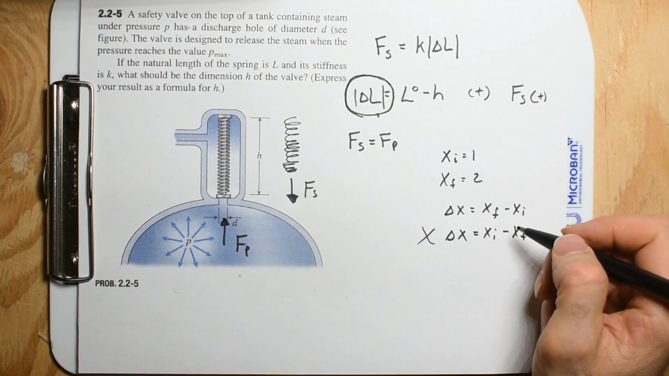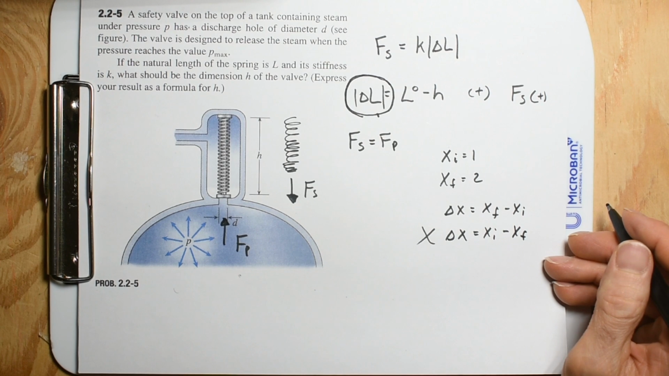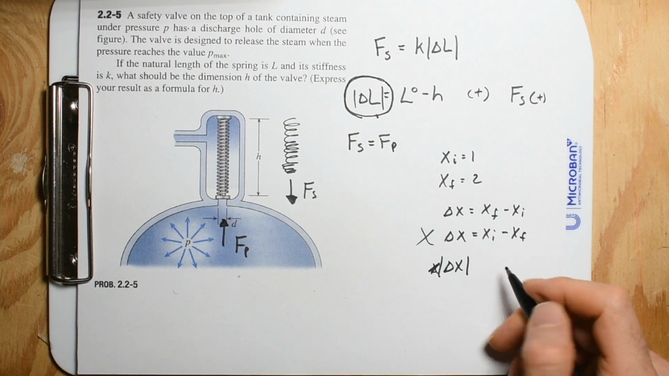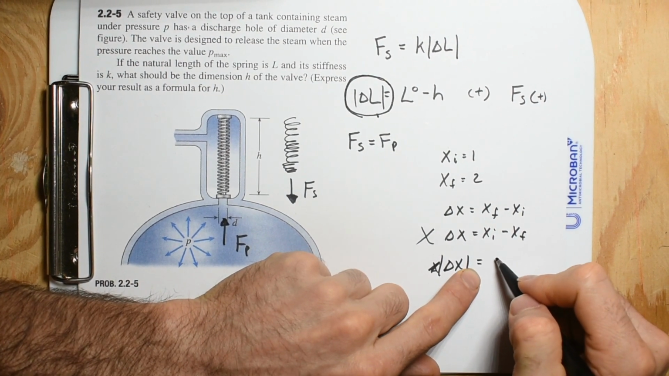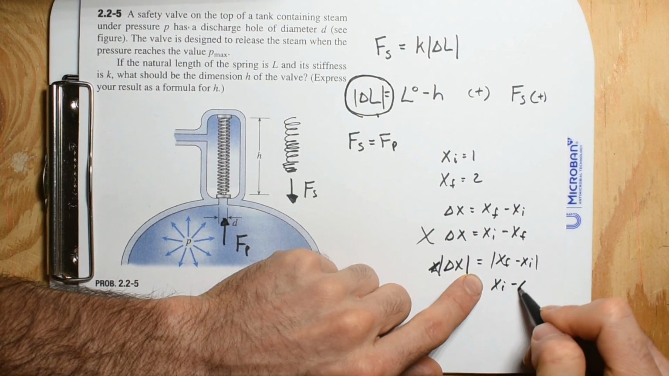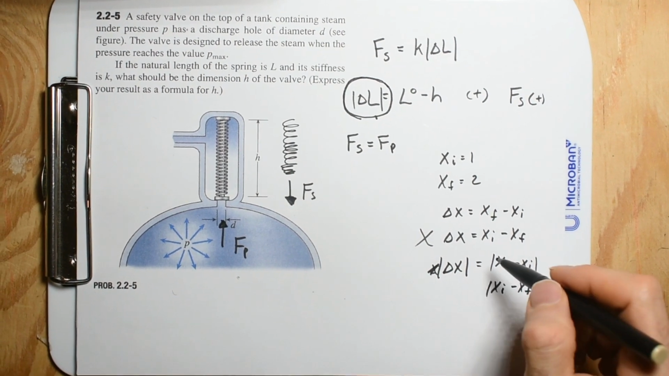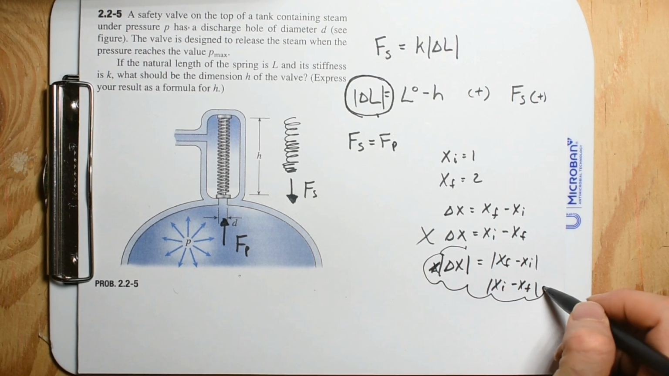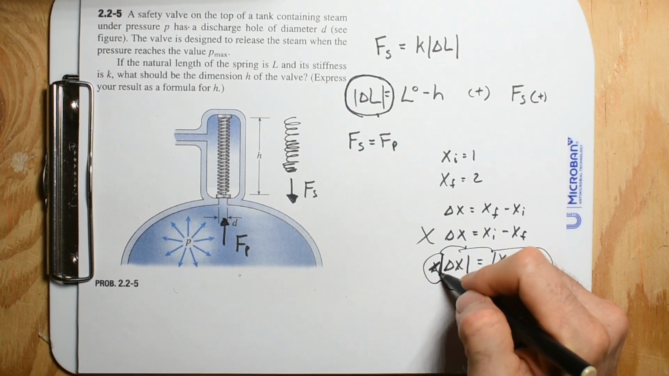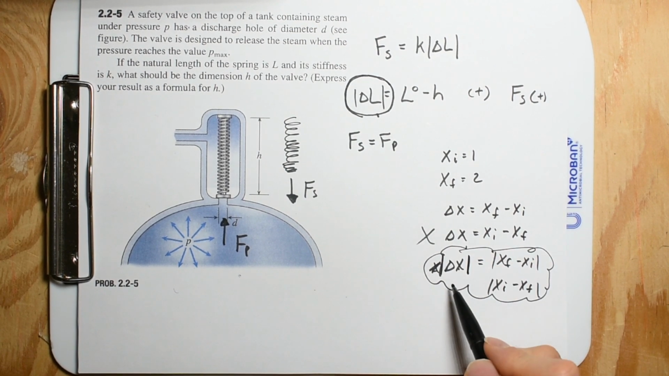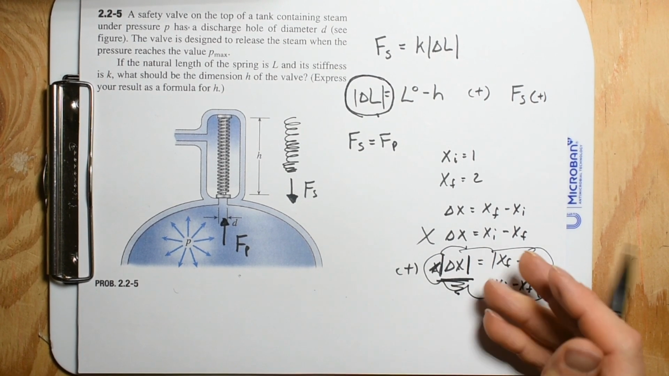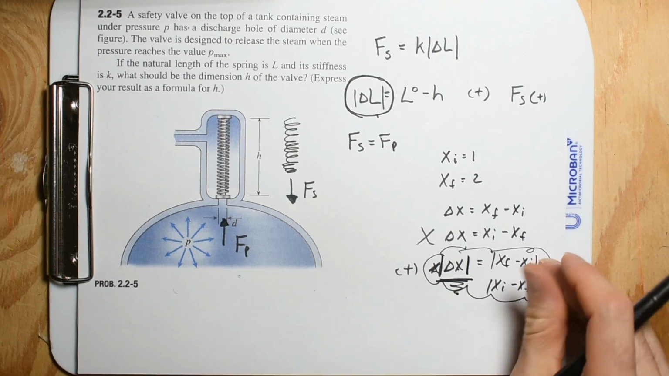If you do this, you would have to... but what we're showing is that the absolute value of change in length is both the absolute value of x final minus x initial, and the absolute value of x initial minus x final. So with just one equation, you can do it either way, but then you have to interpret this value. You're getting a positive answer no matter what, but it's up to you to interpret that value.